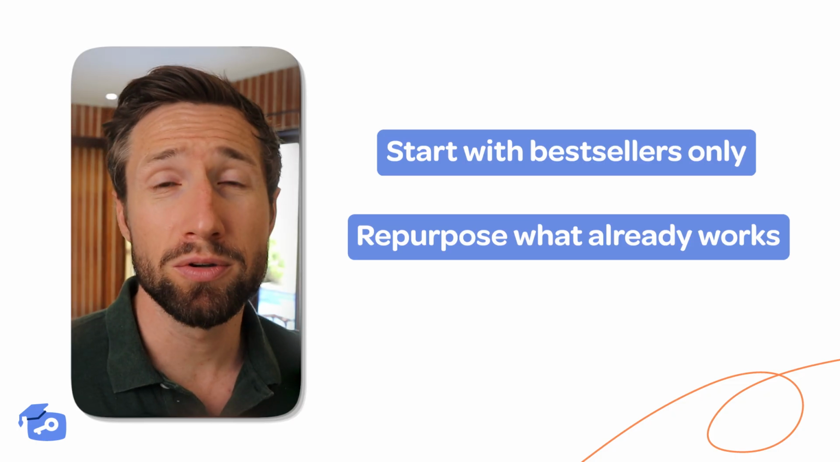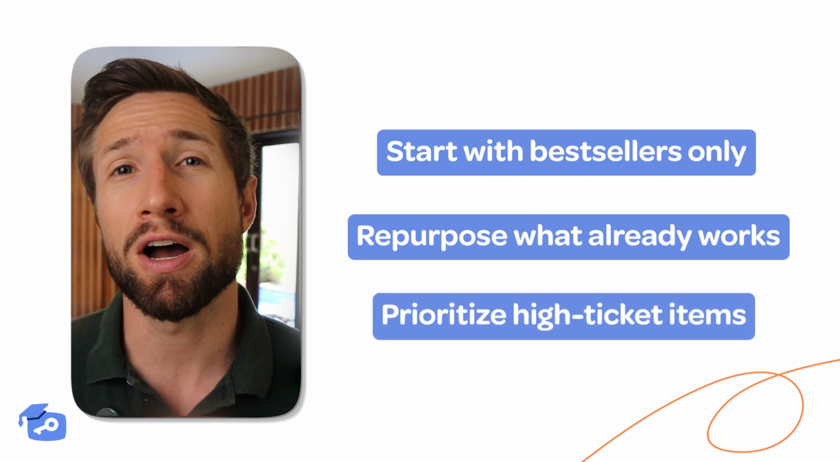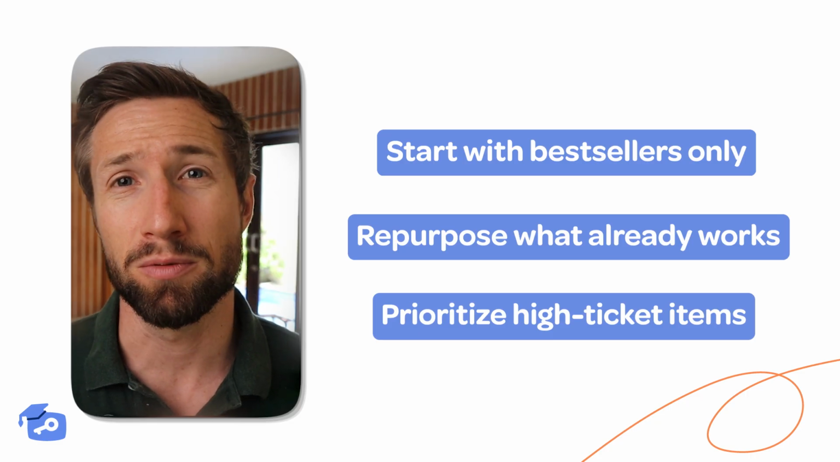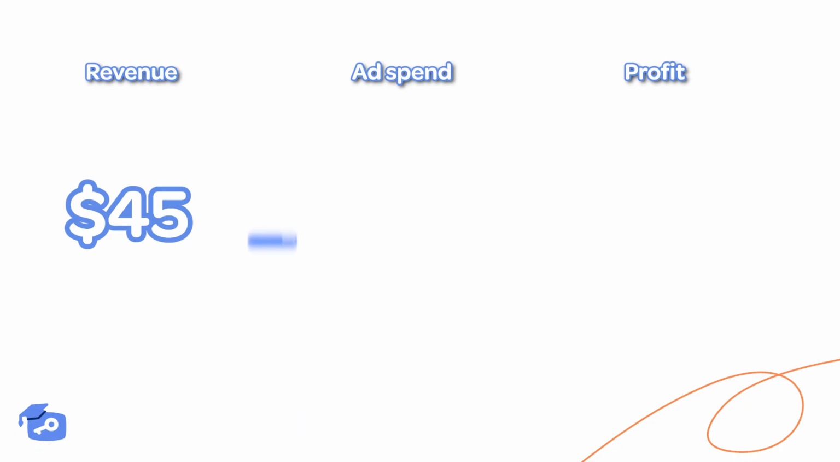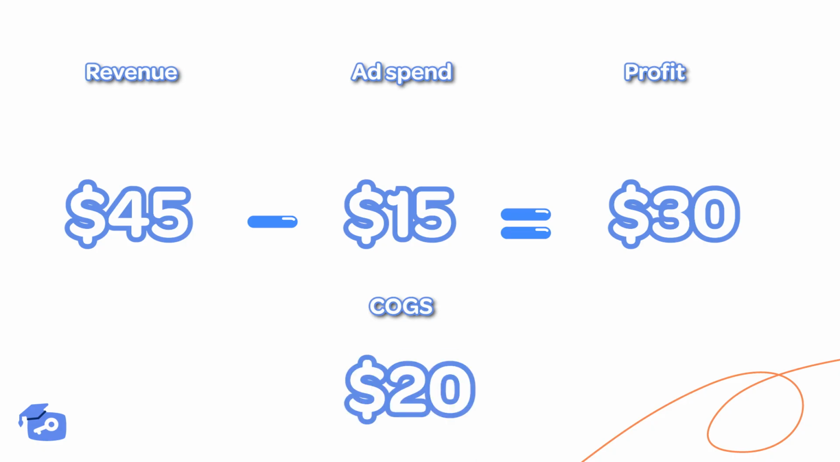If your store is brand new and you don't have performance data yet or an idea of what could sell better, focus on the high value items. Why? Because it's easy to turn a profit from high value products. Here's a simple breakdown. If you're selling a $45 product and it costs you $15 in ad spend to get a sale, your margin is going to be tight. This is especially true once you factor in your cost of goods sold.